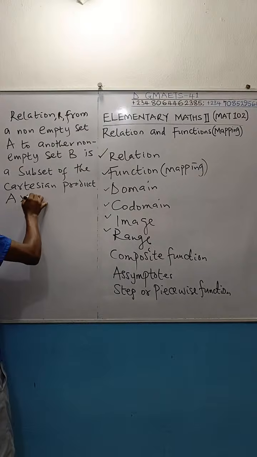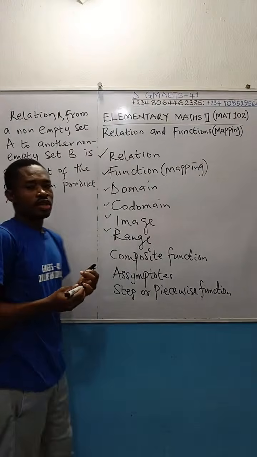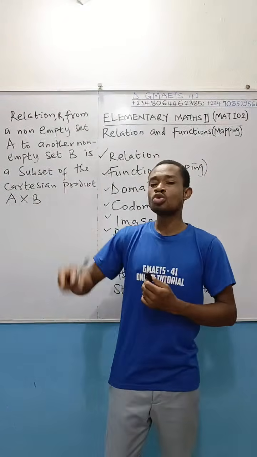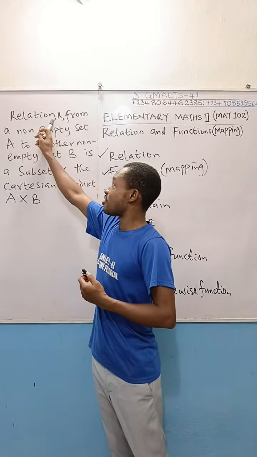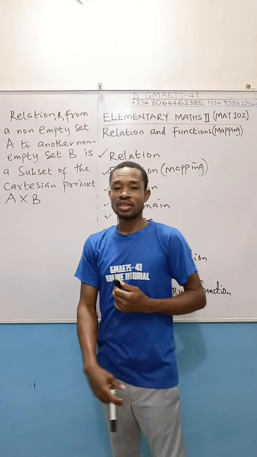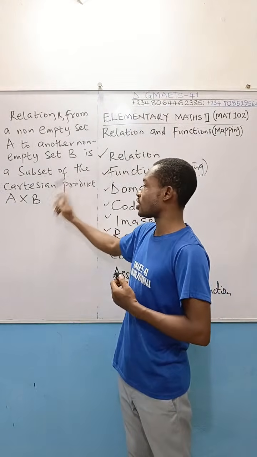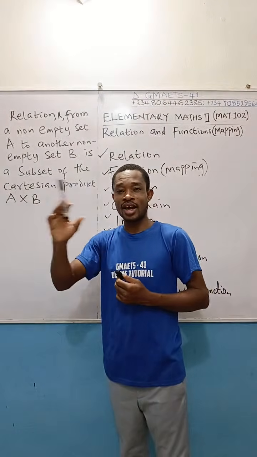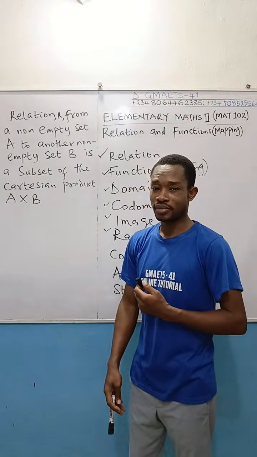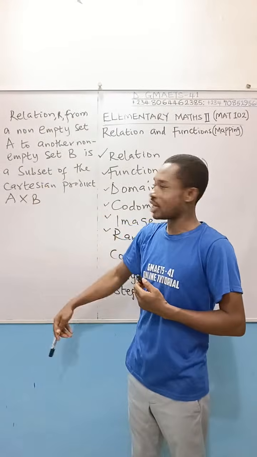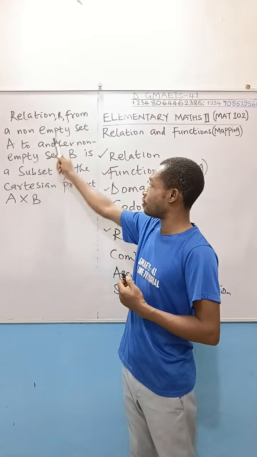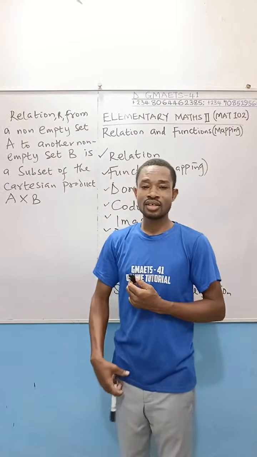A cross B. So when you consider two non-empty sets, A and B, and then you are defining relation, relation is simply a subset of that Cartesian product A cross B. A relation is simply what? A subset of the Cartesian product of these two non-empty sets.